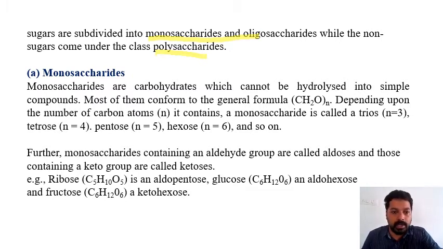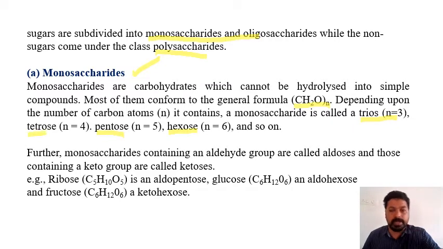Let us study what a monosaccharide is. Monosaccharides are carbohydrates which cannot be hydrolyzed further into simple compounds. They are the basic compounds, and most of them have a general formula CnH2nOn. Depending upon the number of carbon atoms, n: if n is equal to 3, it is called triose; if n is equal to 4, it is called tetrose; if there are 5 carbon atoms, it is called pentose; and if there are 6 carbon atoms, they are called hexose.